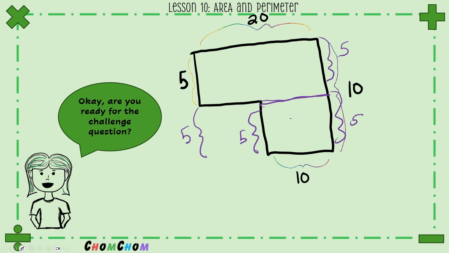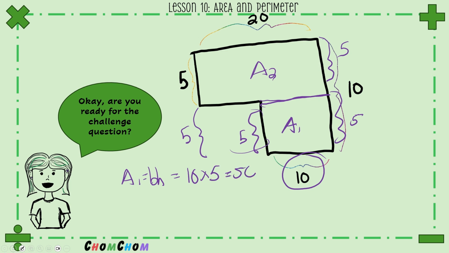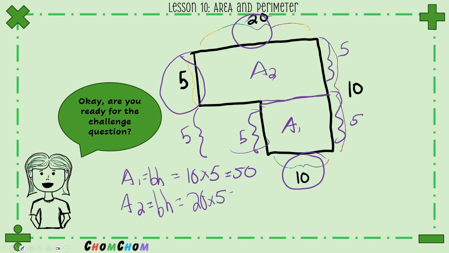Okay, so this is going to be A1, and this is going to be A2. A1 equals base times height, and our base here is 10. So we have 10 times 5 equals 50. Then our second area, A2, equals base times height, which is 20 times 5 equals 100.